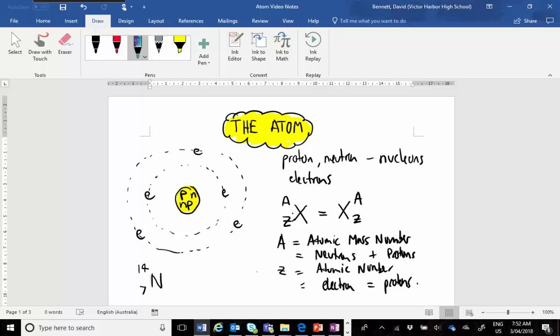So protons have a positive charge, neutrons have a neutral charge, and we call them nucleons. Okay, so they're referred to as nucleons, and then we have our electrons which have a negative charge.